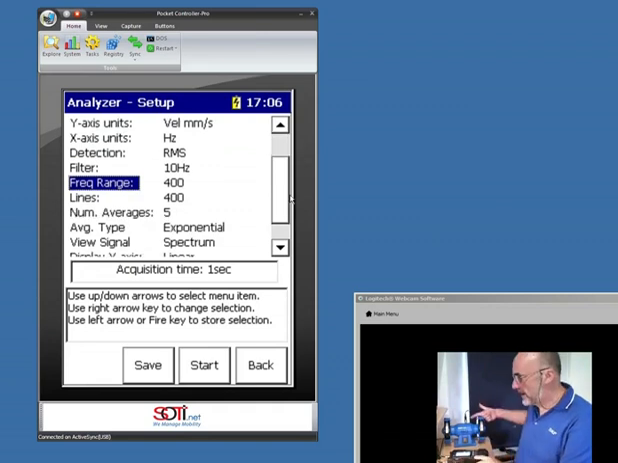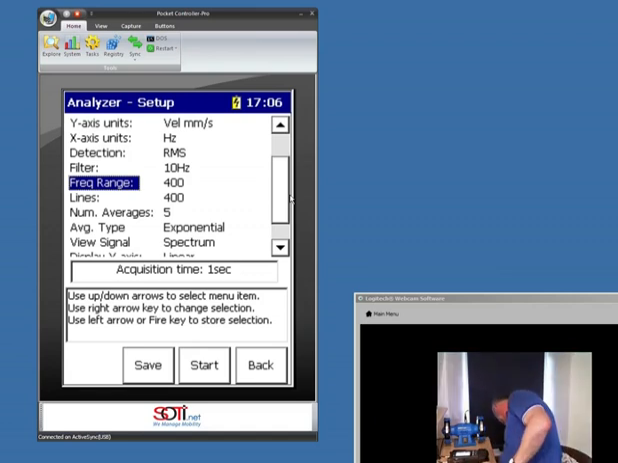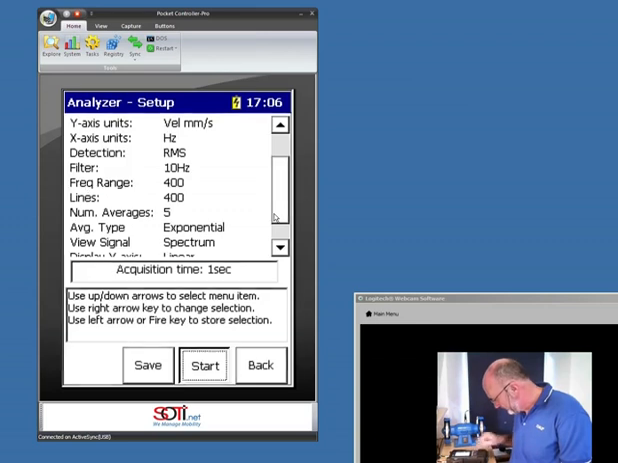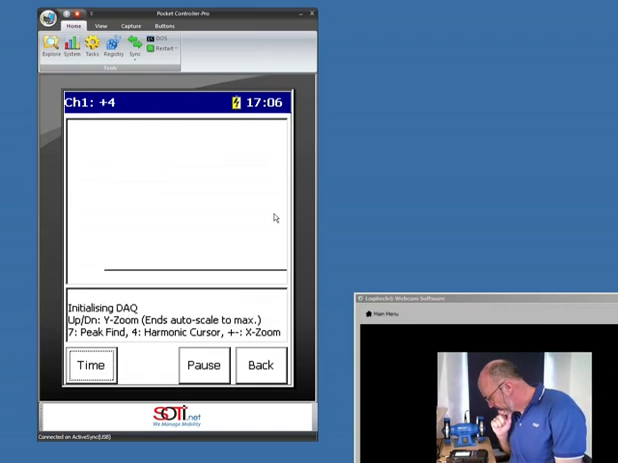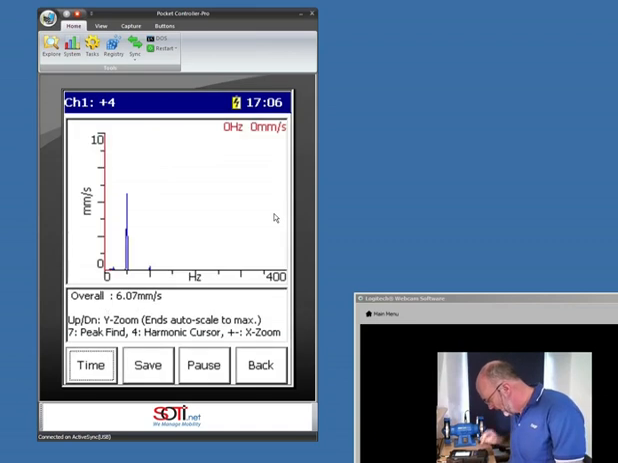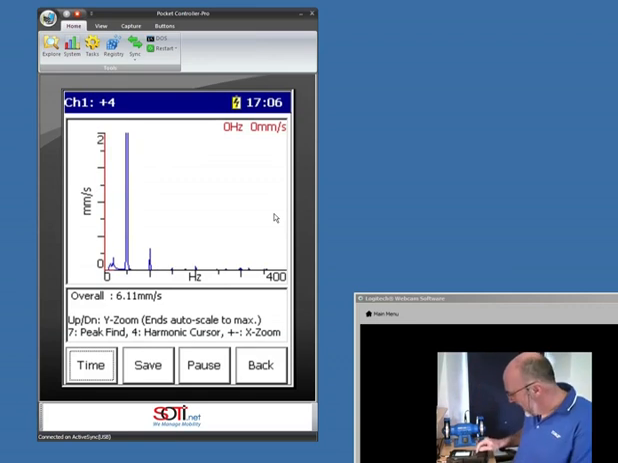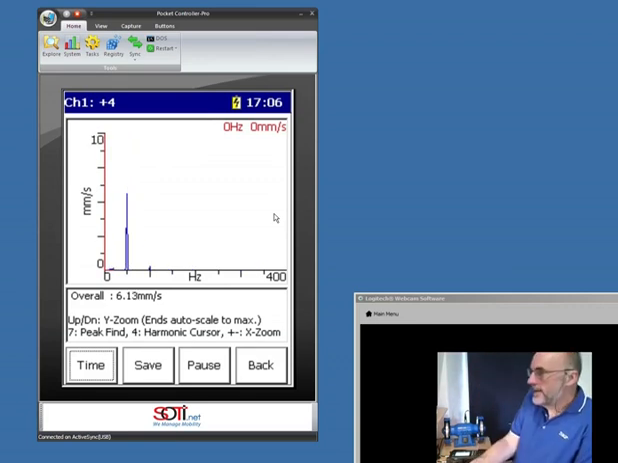So I've got my accelerometer, I've got my analyzer. I will start my machine. It's running up. Got to steady state. I press start. Brilliant. So there is my peak due to my unbalance.